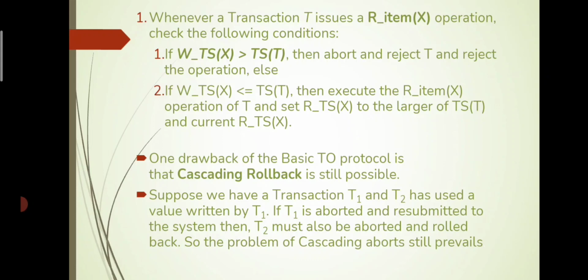One drawback of the basic TO protocol is that cascading rollback is still possible. Suppose we have a transaction T1, and T2 has used a value written by T1. If T1 is aborted and resubmitted to the system, then T2 must also be aborted and rolled back. So the problem of cascading aborts still prevails.